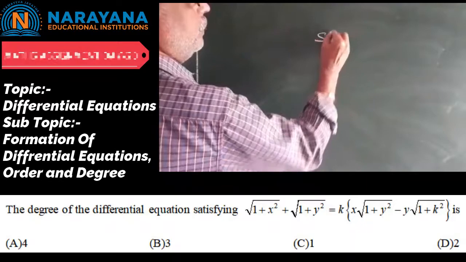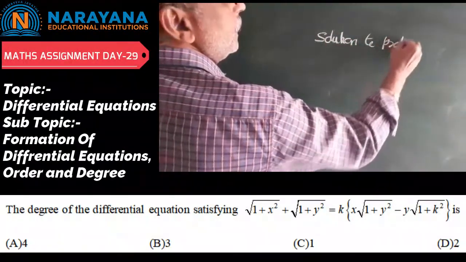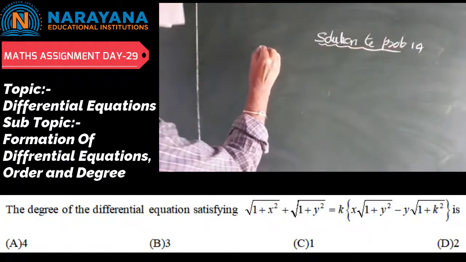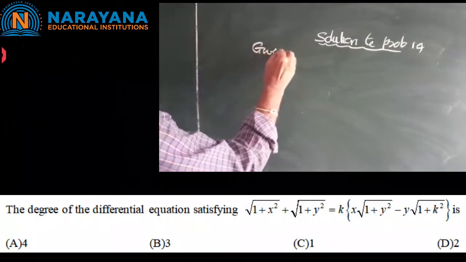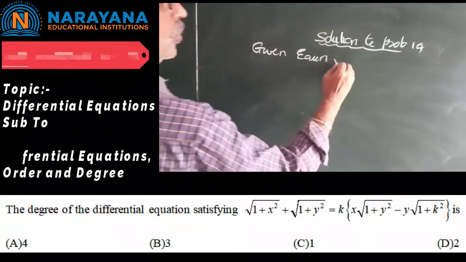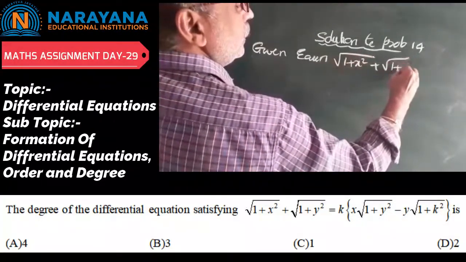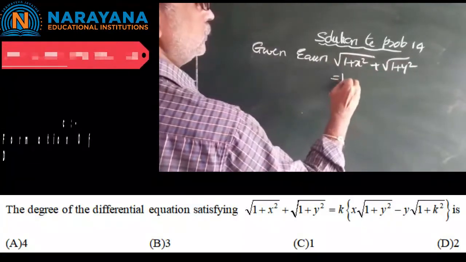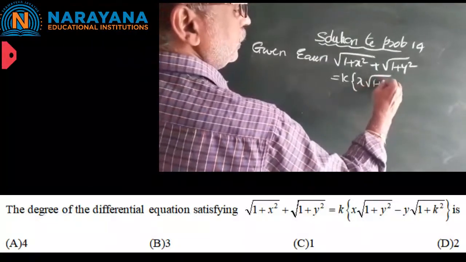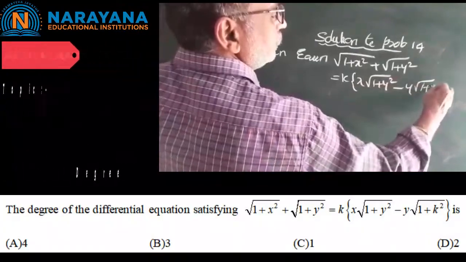Solution to problem number 40. Given equation: root of 1 plus x square plus root of 1 plus y square equal to k into x into root of 1 plus y square minus y into root of 1 plus x square.